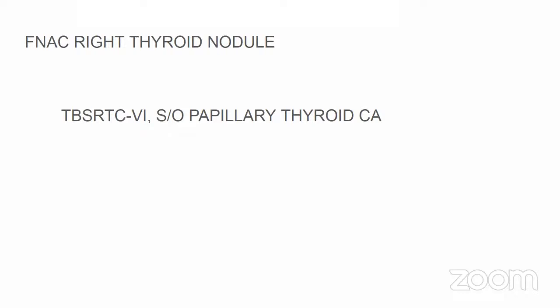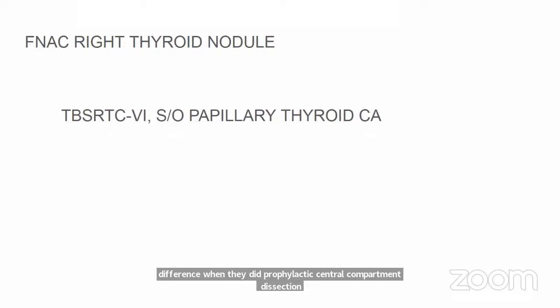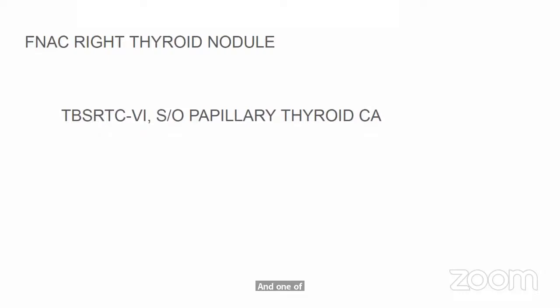There was no difference in DFS. There are six, I think four or six. Last time I read it was four, and the first study was by Viola et al. There was no difference when they did prophylactic central compartment dissection versus observation for thyroid cancer. And one of these randomized control trials had T4 disease also, not just T1 T2 disease.